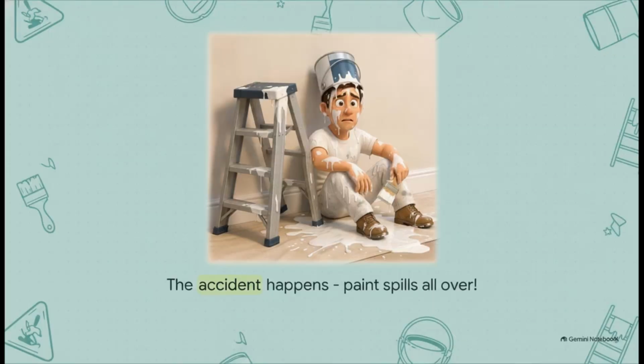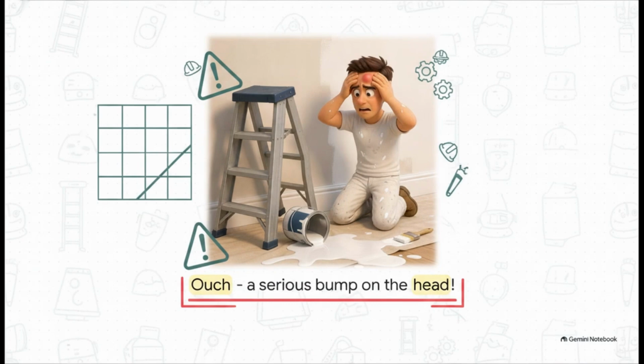Now let's look at the alternative scenario. His luck runs out, and the accident actually happens. The paint can falls directly off the top of the ladder, completely soaking him. We can see exactly what went wrong, right? Because the hazards we identified earlier, working way too closely to an unsecured load, well, they directly resulted in this mess. But notice the final escalation of this incident. Not only is he covered in paint, but ouch, look at that giant glowing red bump on his head. That heavy can didn't just spill, it struck him.